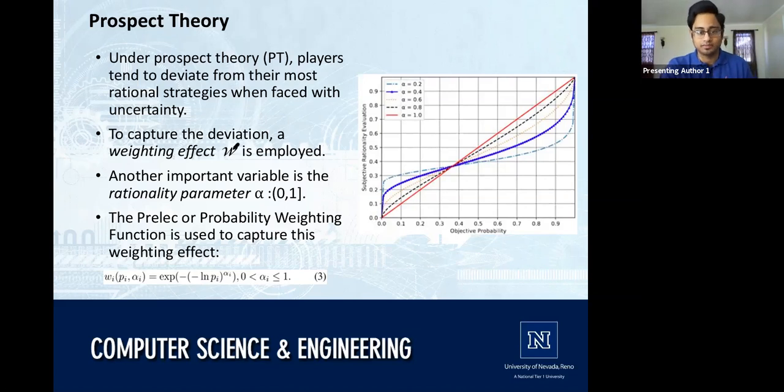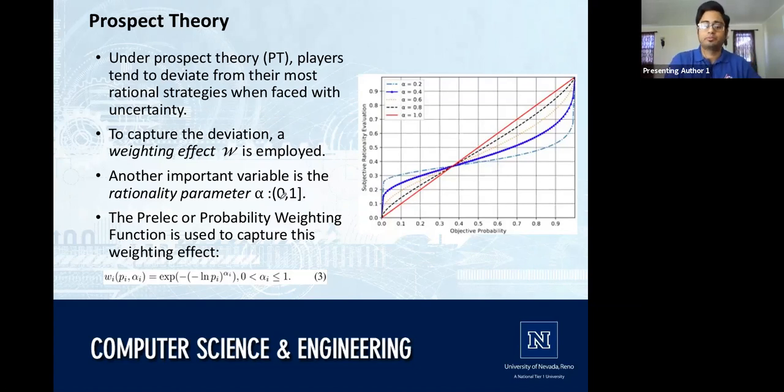So to capture this deviation, a weighting effect W is employed. A very important parameter here is the alpha parameter. The alpha denotes the rationality of a player, which ranges from 0 to 1. If you're 1, you are fully rational and always optimizing your expected utility. If you're 0, that means that you are completely irrational, and you give equal subjective weight to every event happening, regardless of the probability that the event will actually occur.